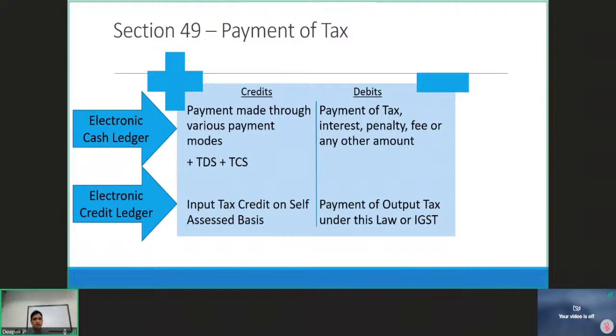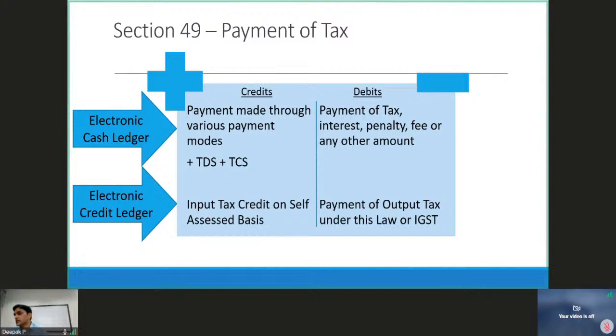You have learned what is input tax credit, how it works, what are all the credits, eligible, ineligible. So only eligible credit will come and sit in your electronic credit ledger. From this credit ledger, you have to utilize this credit for payment of output tax under the law. Other tax, interest, penalty, fees, late filing fees cannot be utilized from the electronic credit ledger. You can utilize only for payment of taxes.